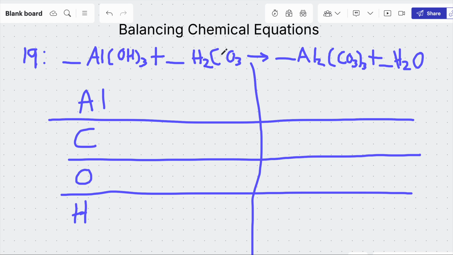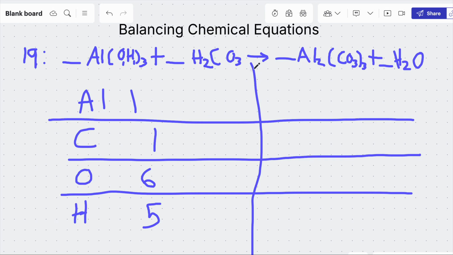Over here, Al only shows up in one spot. We got 1. C only shows up in one spot. We got 1. O's show up in both. Remember the number outside the parentheses multiplies the stuff inside. So we've got O1, H1 on the inside, times that 3. There's going to be 3. So we got 3 here, plus that 3 right there. It's going to be 6. And same thing for the H's. 3 times 1 is 3, plus that 2 is 5. Awesome.